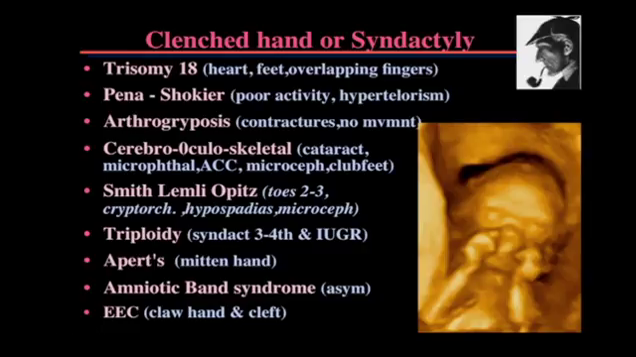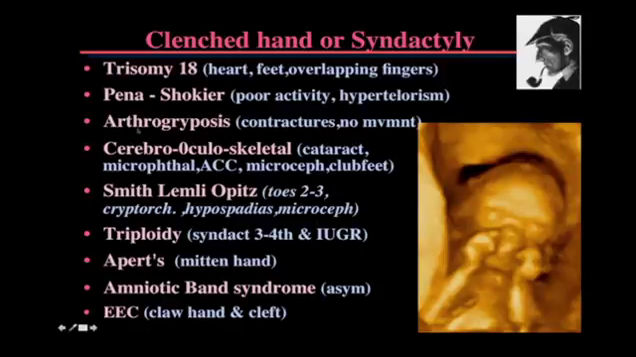Now going on to clenched hands and syndactyly, basically hand abnormalities. There are many more syndromes that have hand abnormalities than those that I've listed here, but these are just an example of how to sort through what you might be dealing with. A lot of times when the fetus has a clenched hand or has contractures of the hands, it indicates a fetus that is not moving. So these are really contractures.